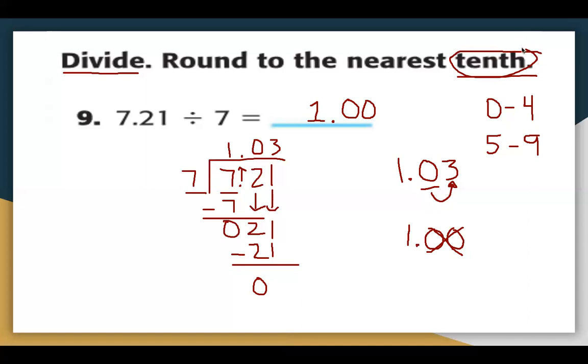Okay, so if it asks you to round, remember our strategy of underlining the place value it's asking you for, and then drawing your arrow. If you have 0, 1, 2, 3, or 4, your number should stay the same. And if you have 5, 6, 7, 8, or 9, that rounds the number up.